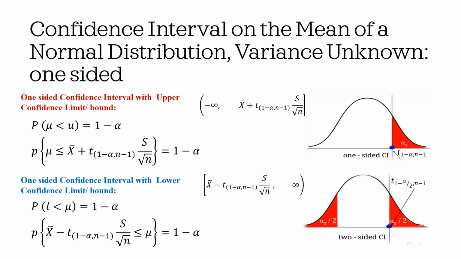One from negative infinity to x bar plus t-value of 1 minus alpha with n minus 1 degrees of freedom times s over square root of n. And another from x bar minus t-value of 1 minus alpha with n minus 1 degrees of freedom times s over square root of n to positive infinity.